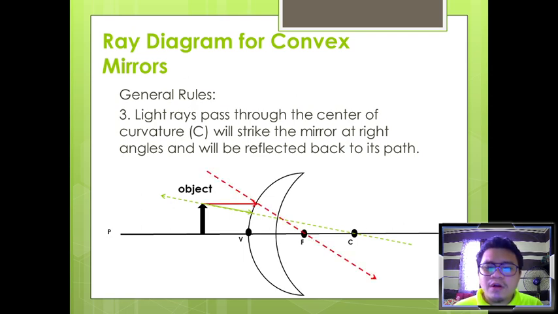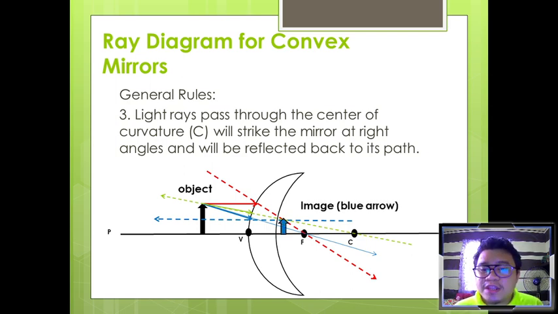And applying all the previous rules from rule number 1 to rule number 3, you can see that the reflection of light rays is actually happening behind the mirror, specifically at the point where the blue arrow is being projected right now. That indicates where the image is formed: the intersection of the reflected rays, in this case, the dashed lines.